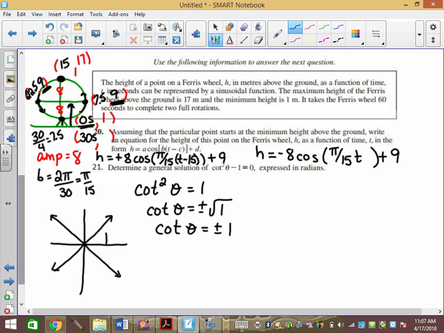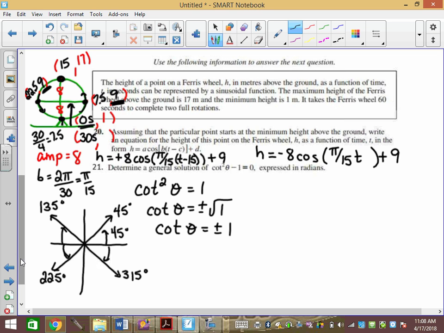So in degrees, this is 45. Our reference angle in degrees is the same in that quadrant. This is going to be 180 minus 45, so 135. This will be 180 plus 45, so 225. This can be 180 plus 45, or 360 minus 45, which is 315.